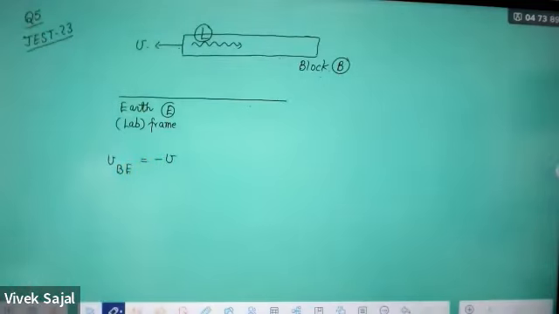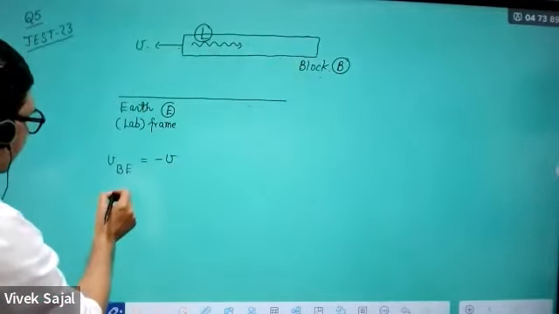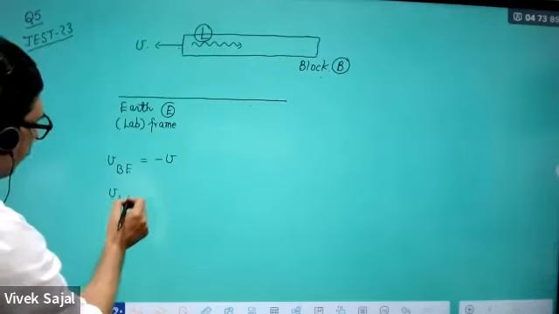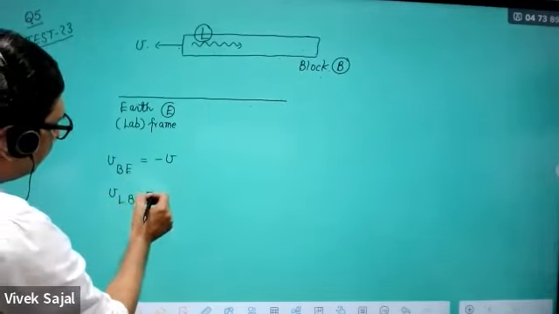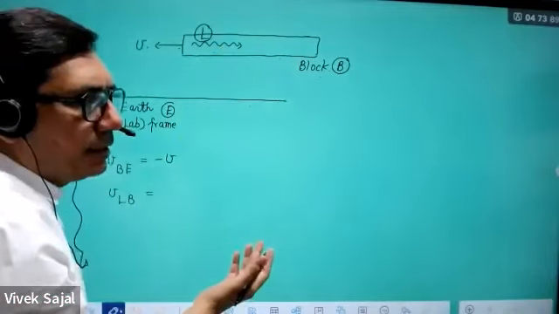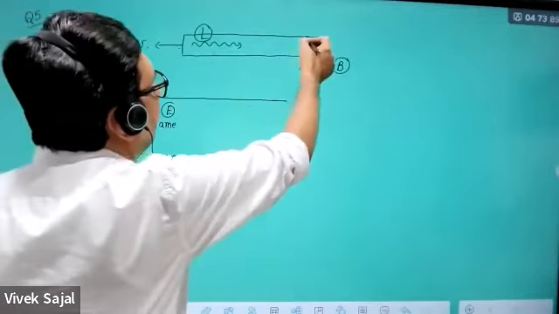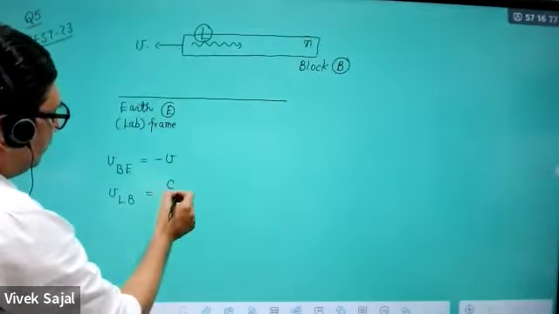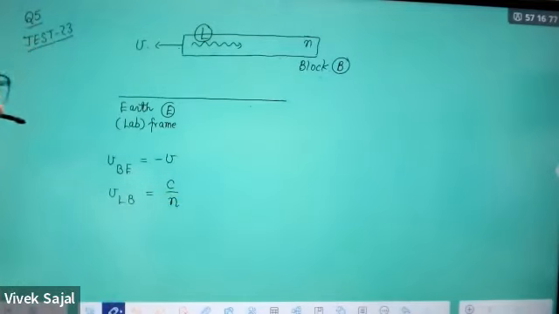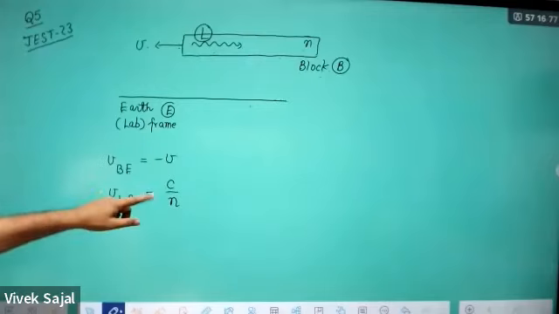Minus v. Second, this light is moving in the block. So what will be the velocity of the light with respect to the block? In air, the speed of light will be c. Here the refractive index is n, so in the block the velocity of the light will be c by n. With respect to the block, the velocity of light will be c by n.